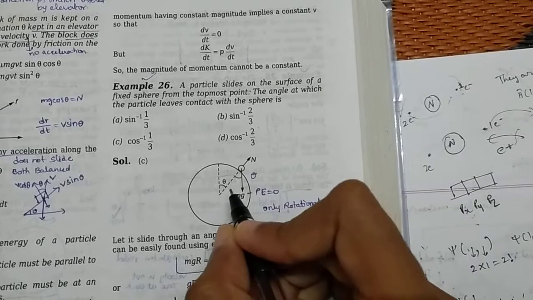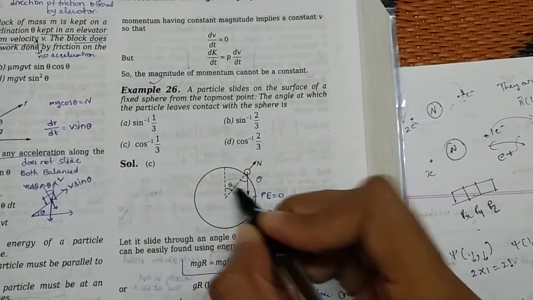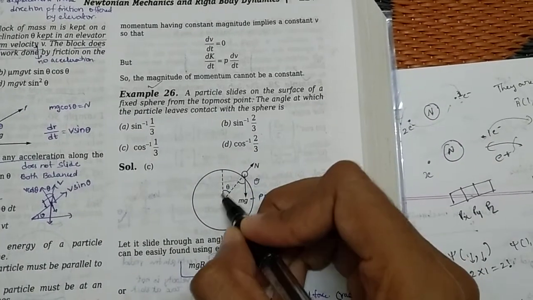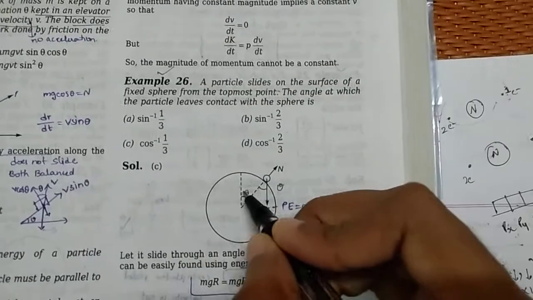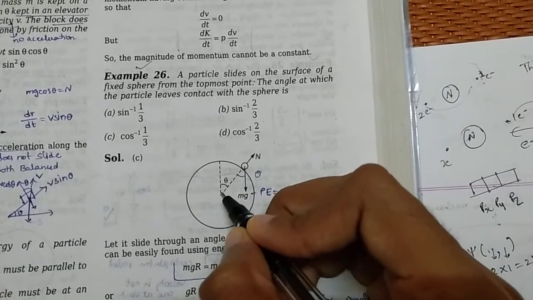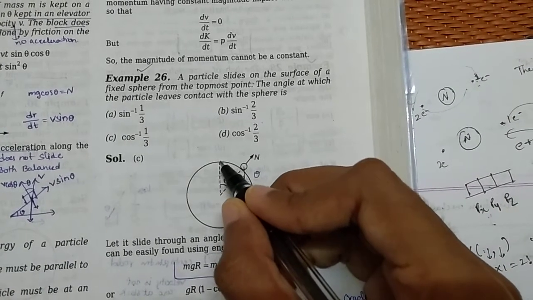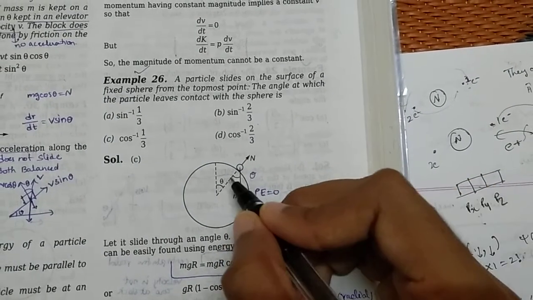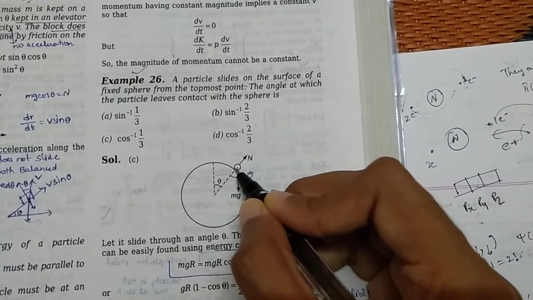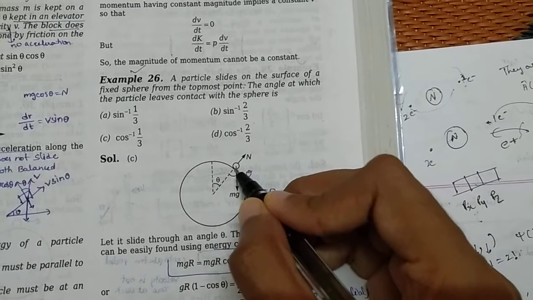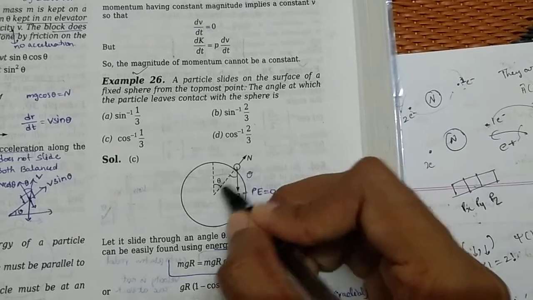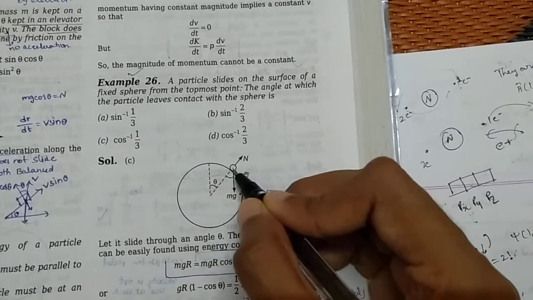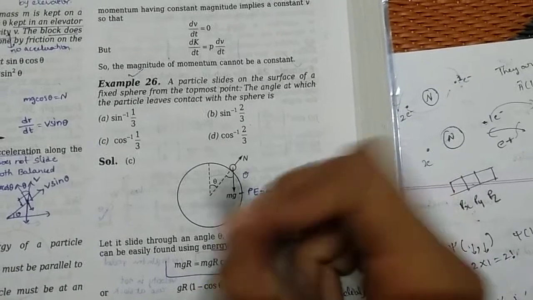So here in this question, what we have to find is the angle at which this particle would lose contact with the sphere. So let it be this angle. This is the sphere, and here is the normal. Initially the particle started from here. It slid down, and finally it lost contact over here. This is the point at which the particle lost contact with the sphere, and this is the angle from here to here. We need to find out this angle.